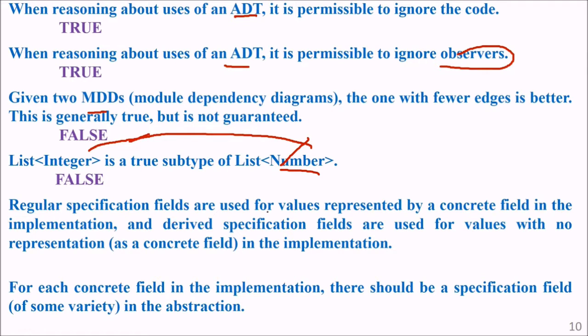Regular specification fields are used for values represented by a concrete field in the implementation, and derived specification fields are used for values with no representation as a concrete field in the implementation. The answer is false. This statement is false. For each concrete field in the implementation, there should be a specification field of certain variety in the abstraction. Yes, the answer is false.